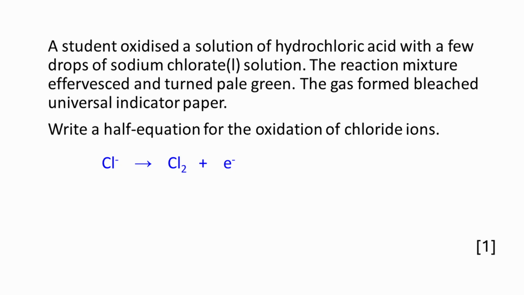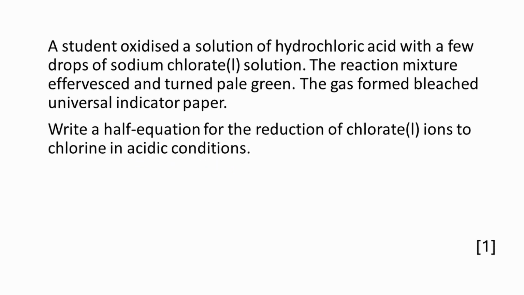Next, we have to balance. First, we must balance for chlorine. 2 chloride ions will produce 1 chlorine molecule. Finally, we must balance for charge with electrons. There is a total charge of -2 on both sides of the half equation now, and this part of the question is complete. Here's the next part of the question.